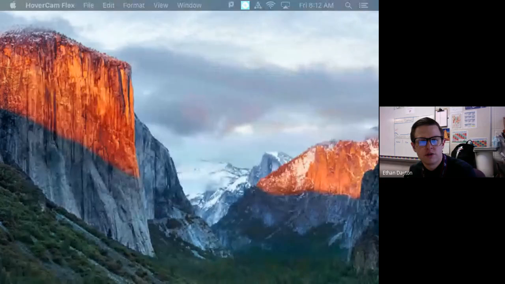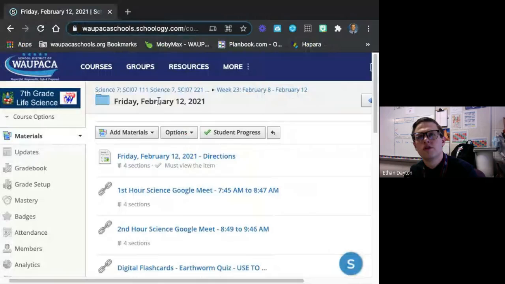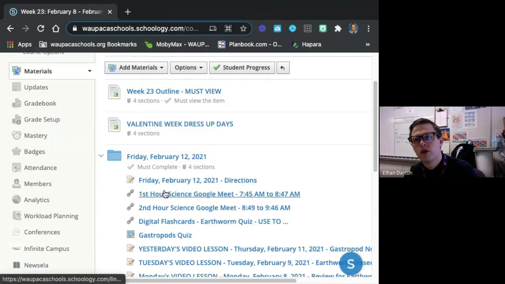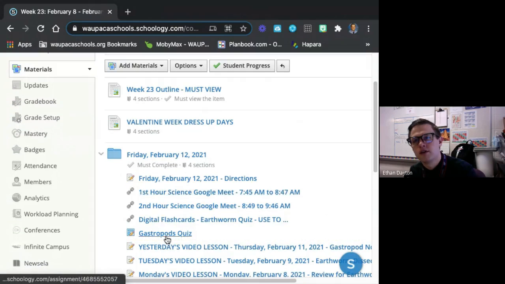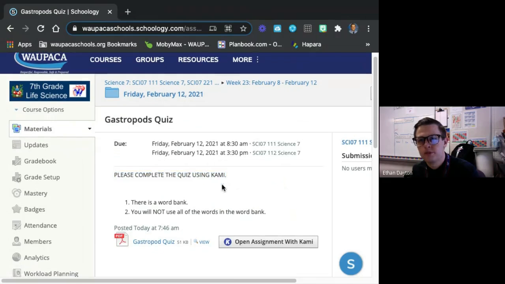So what you need to do is go to the Friday, February 12th folder, which is in the week 23 folder. So I'm in the week 23 folder, Friday, February 12th folder, and then down here is the Gastropods Quiz. Okay? Here are your directions. Please complete the quiz using Cami. We should be used to this by now.